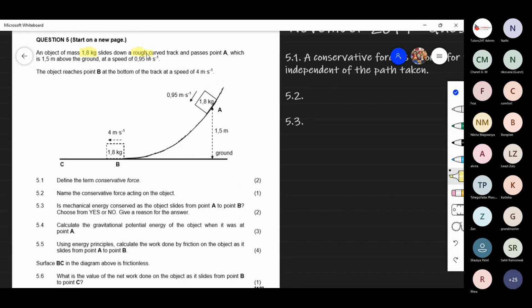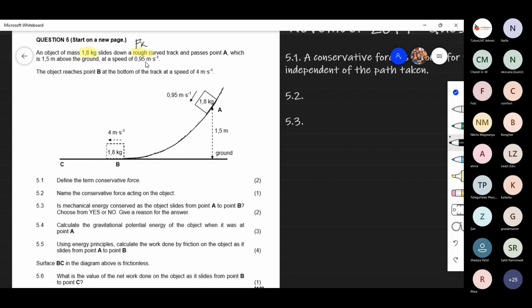So rough, that indicates kinetic friction because the object is moving. Keep in mind, if the object is stationary, it's static friction. If the object is moving, it's kinetic friction. But when you're dealing with work, energy, and power, in most cases the object is moving through a displacement, so it's going to be kinetic friction.